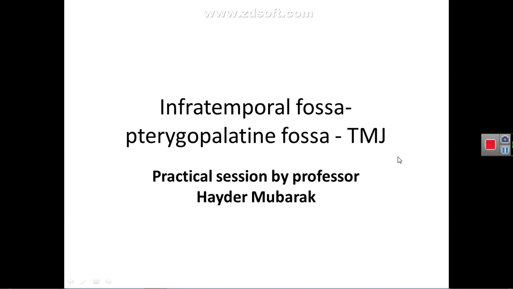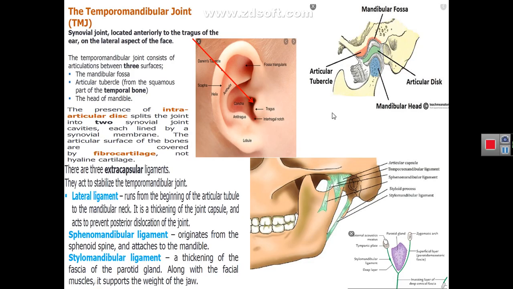Hayder Mubarak. This is a presentation on practical aspects of the anatomical features of the infratemporal fossa, pterygopalatine fossa, and temporomandibular joint. Starting with the temporomandibular joint, it is located here on the side of the face. It is located anterior to the tragus of the auricle.